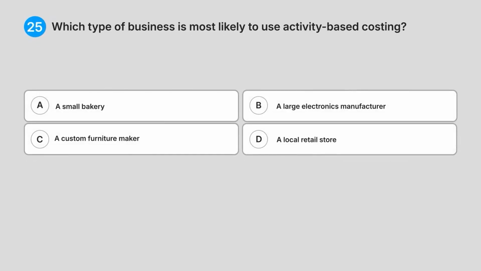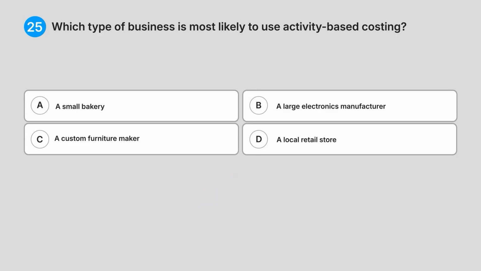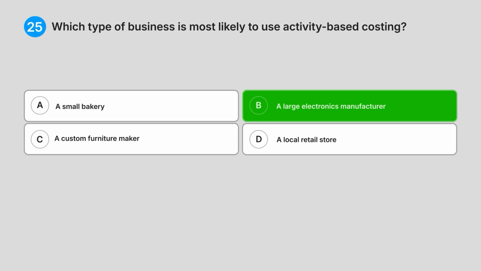25. Which type of business is most likely to use activity-based costing? A. A small bakery. B. A large electronics manufacturer. C. A custom furniture maker. D. A local retail store. Can you guess the answer? Correct answer, B. A large electronics manufacturer.